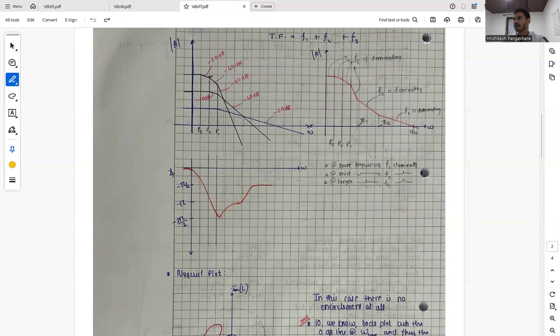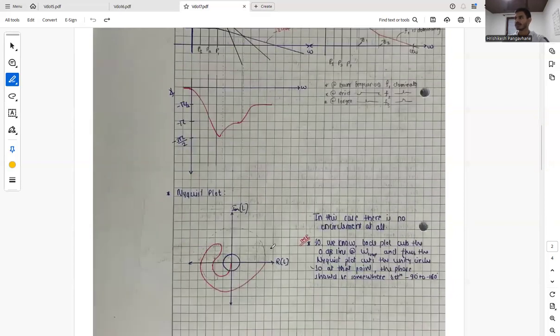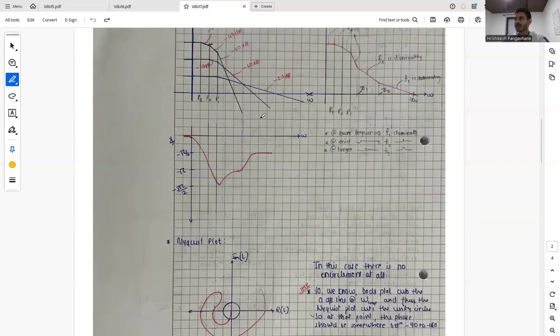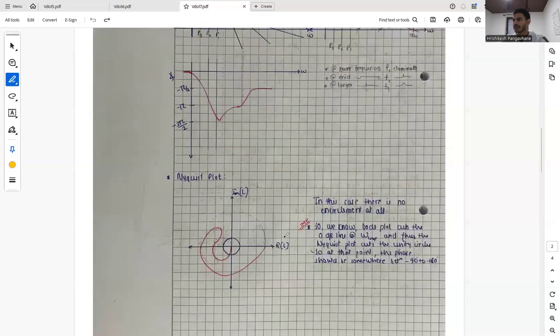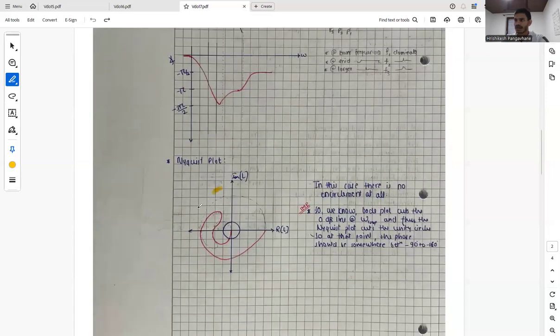And now at the point of omega u we have pretty much good phase margin. So let's see the Nyquist plot for the stability. In this case we can see that at omega u we have pretty much good phase margin, and there is no encirclement in our Nyquist plot.